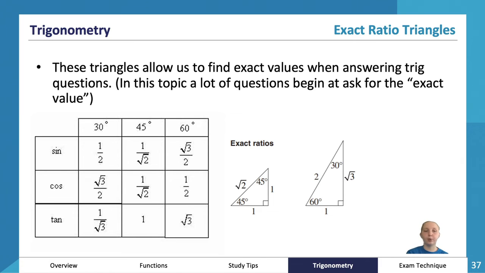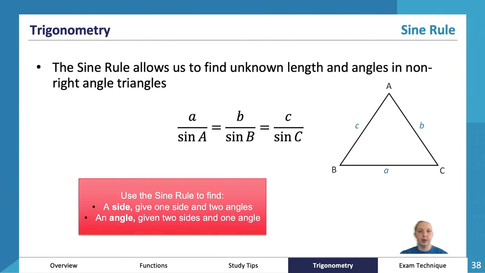So just keep an eye out whenever you're doing your trig questions about whether or not you have any of your sine, cos, and tan, 30, 45, and 60 degrees, whether they come up at all. All right, so the first big thing of non-right angled trig is the sine rule.